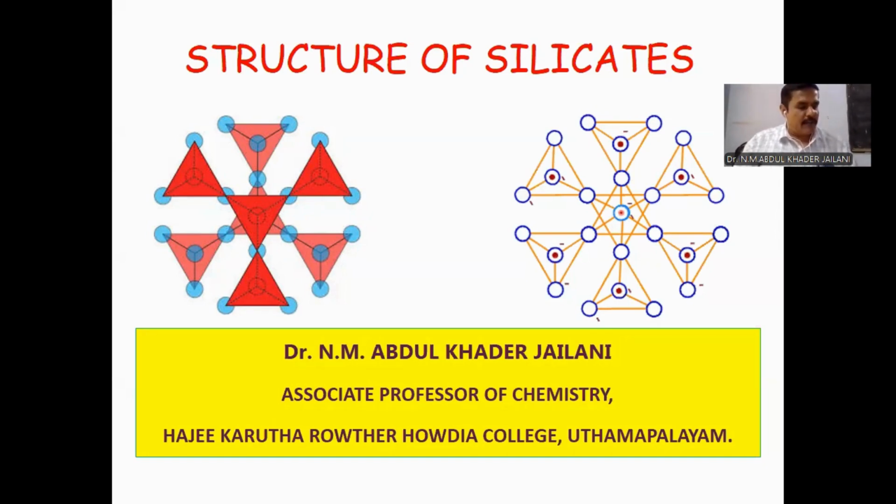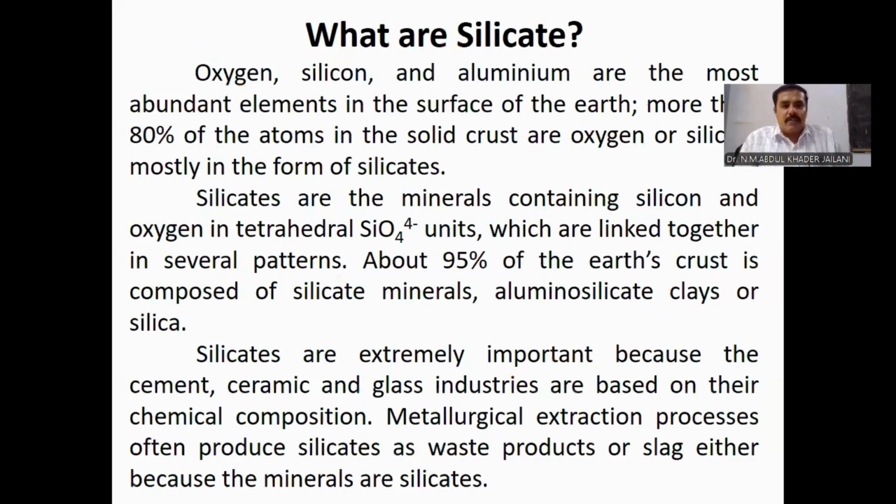Today we are going to discuss the structure of silicates. So what are silicates? Silicates are the compounds of oxygen and silicon. The silica is the most abundant material available in the earth crust. 80% of earth crust consists of silica.